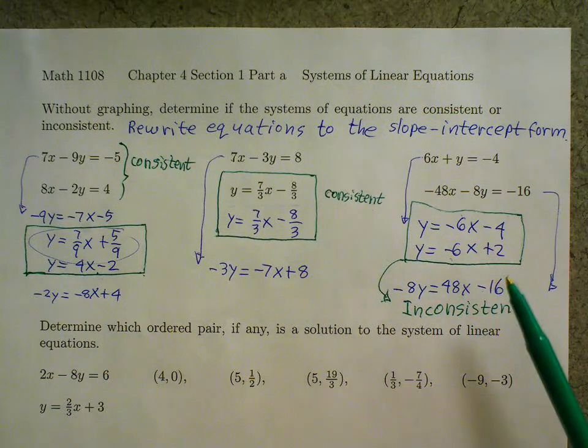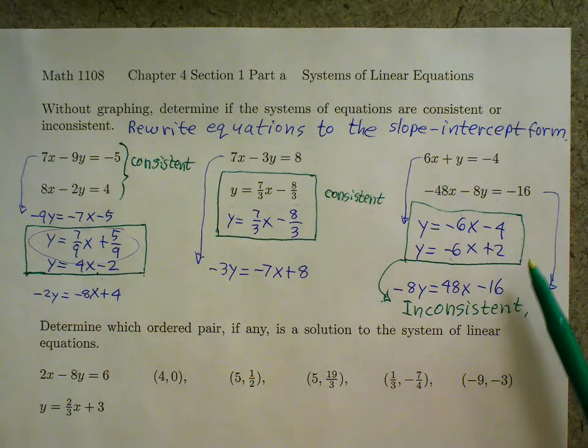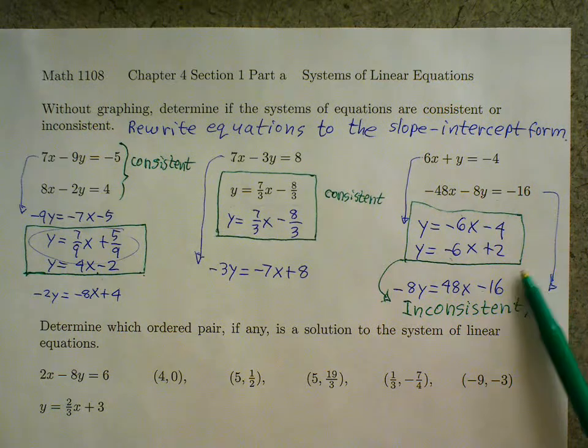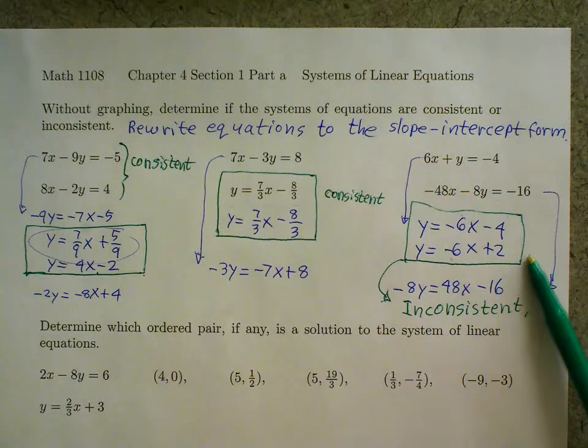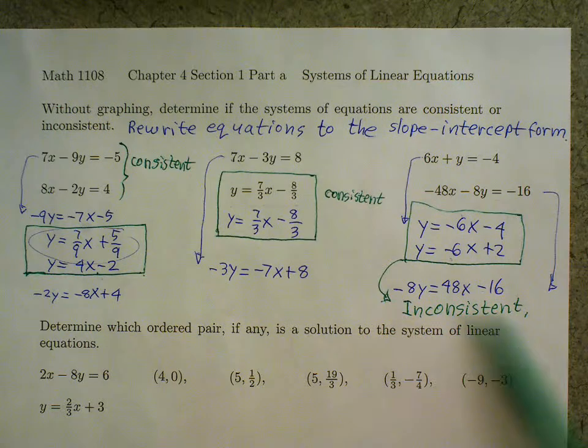And the third case out of three cases altogether, if the two lines are parallel, they never intersect, so they have no solutions, which means the system is inconsistent.